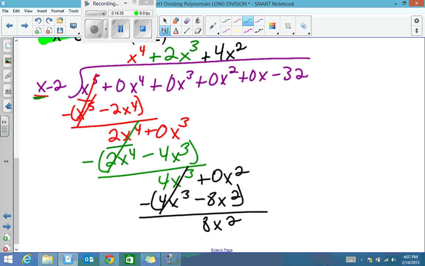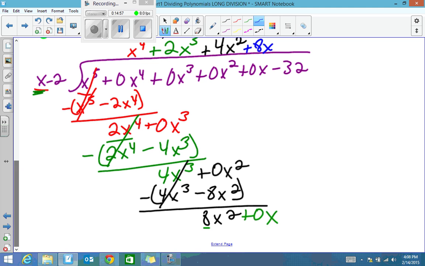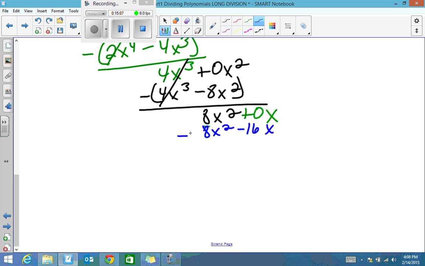We bring down our next term, 0x. We think, what do we multiply x by to get 8x squared? And that would be 8x. And we distribute, so 8x times x gives us 8x to the second. 8x times negative 2 gives us negative 16x. We subtract. 8x squared minus 8x squared cancels. 0 minus a negative 16x gives us a positive 16x.